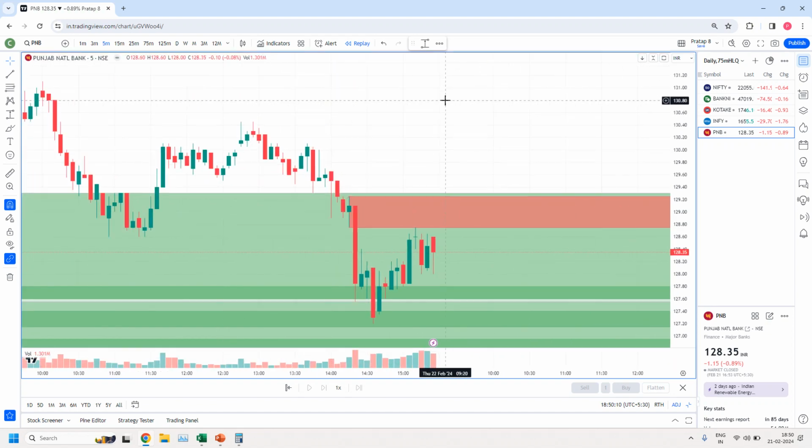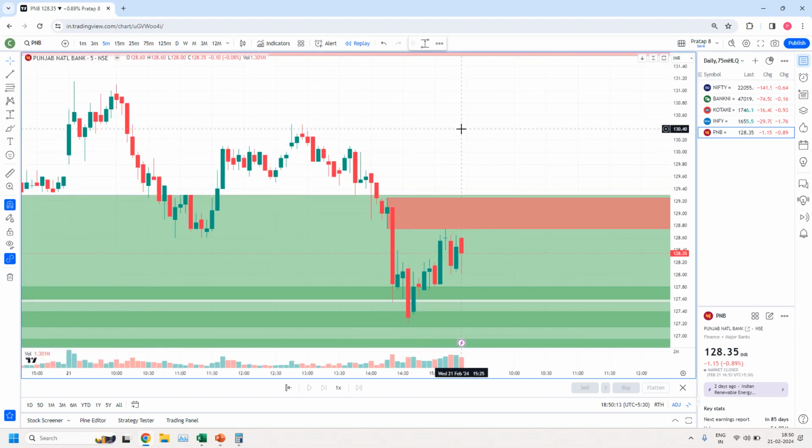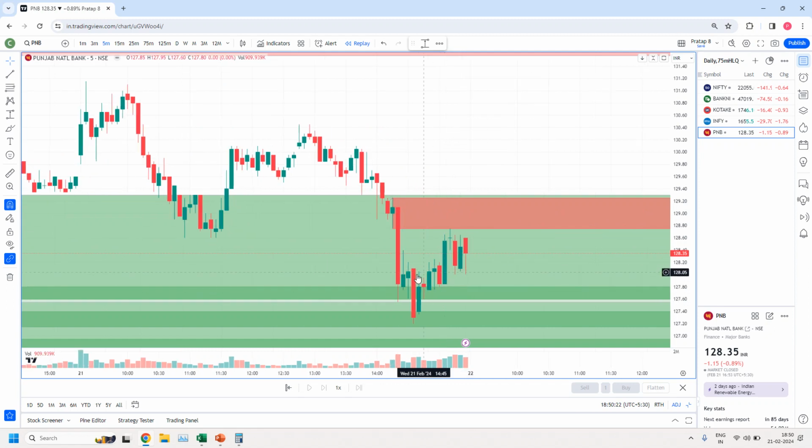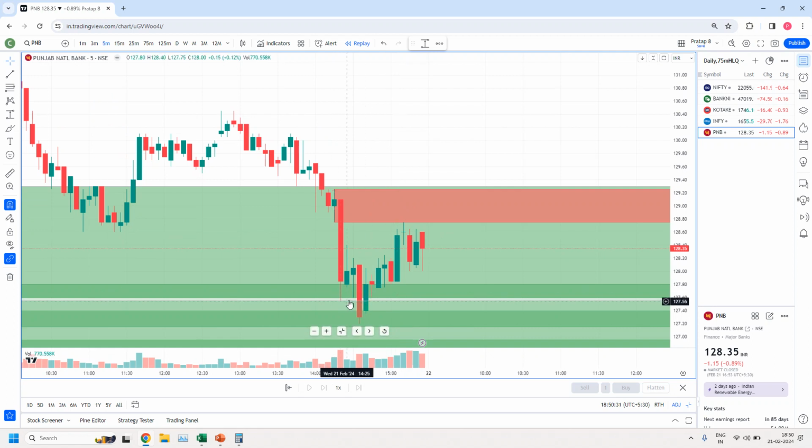See today what happened. It created a 5 minutes supply zone and see how the first zone is stopped out. Prices pierced this zone. Just pierced. Actually, you would not have exited your trade here, because just narrowly, maybe just 5 paisa below the zone it came. Only 5 paisa from the stop loss. So you are still in trade.